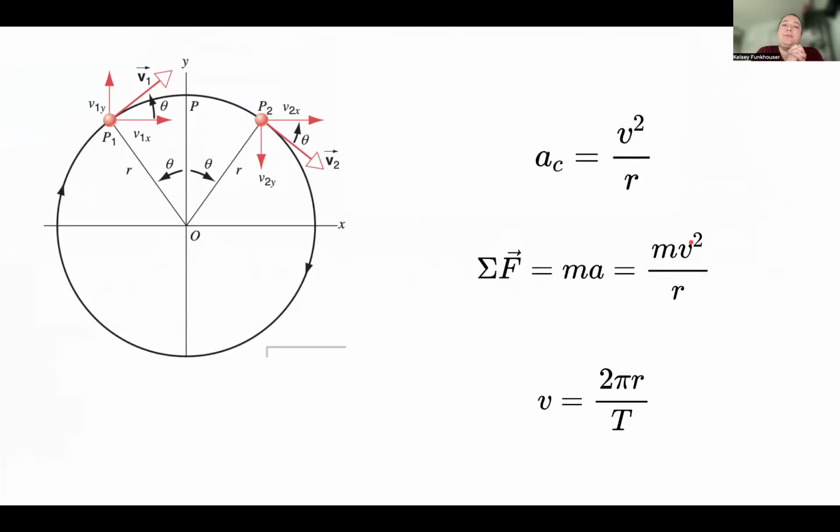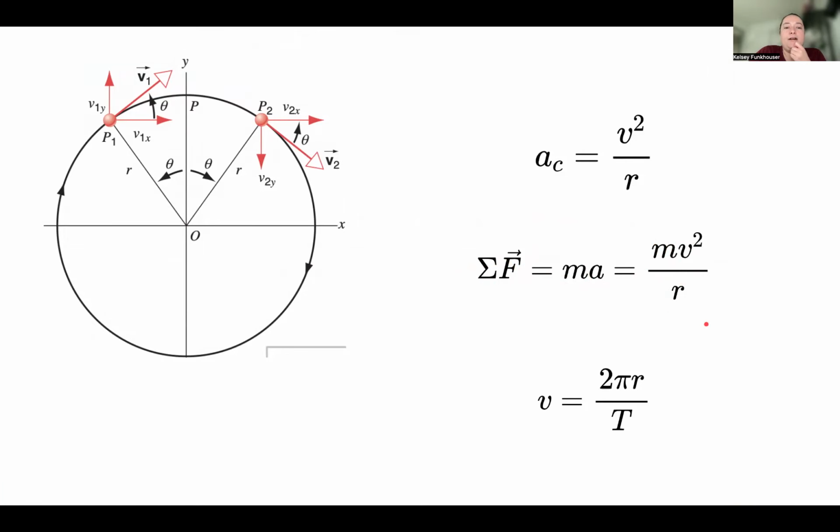A little bit about circular motion. The centripetal acceleration that keeps an object moving in circular motion is given by the velocity of the object squared divided by the radius of the circle. And in circular motion, the net force must point toward the center of the circle. And this is given by the centripetal acceleration. So from our sum of forces, we get mass times the velocity squared divided by the radius of the circle.